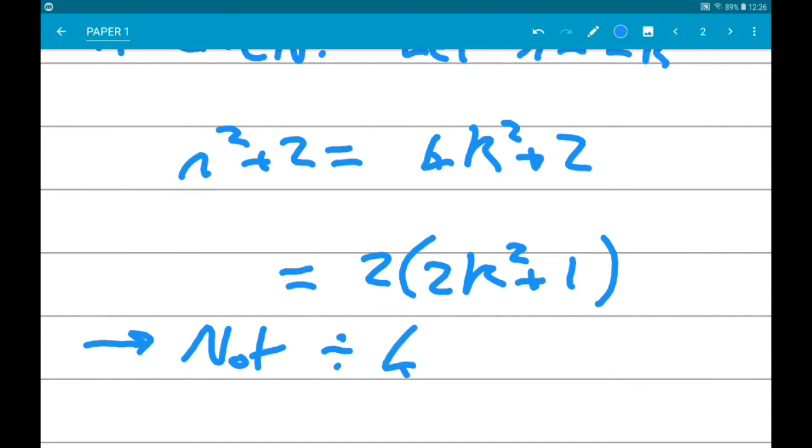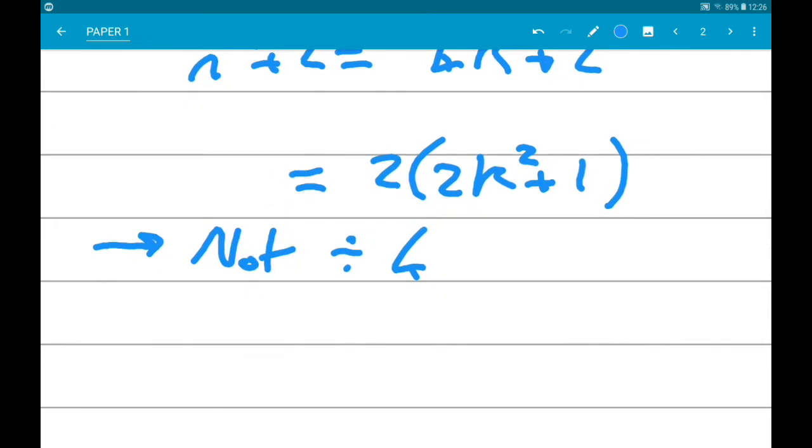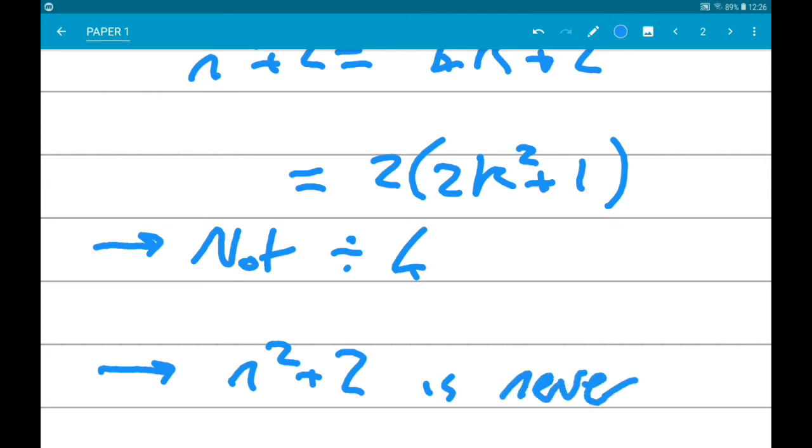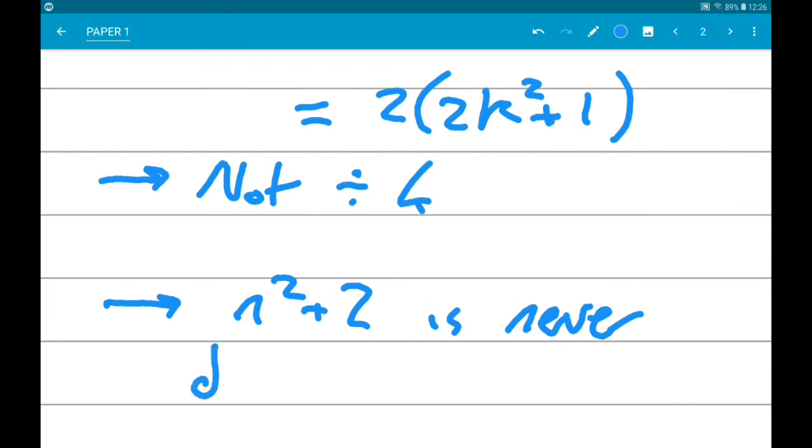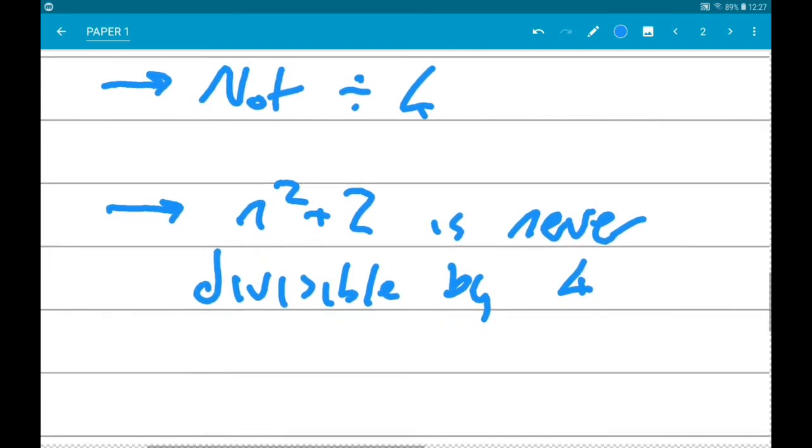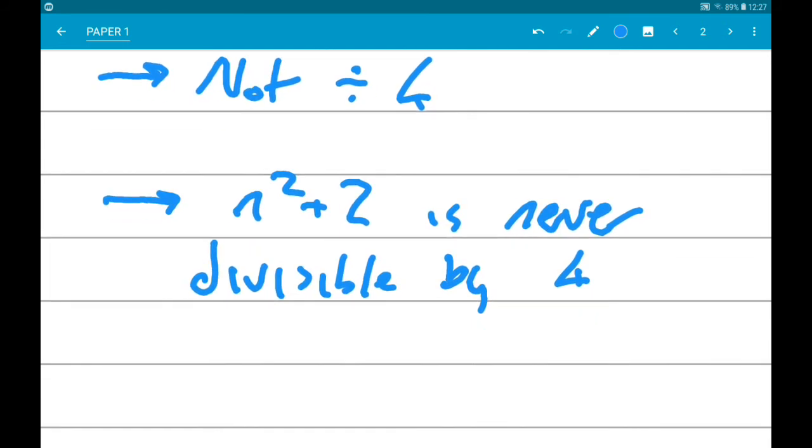So, we can then say, therefore, n squared add 2 is never divisible by 4. And at the end of a proof, you can always work in a cheeky little QED.